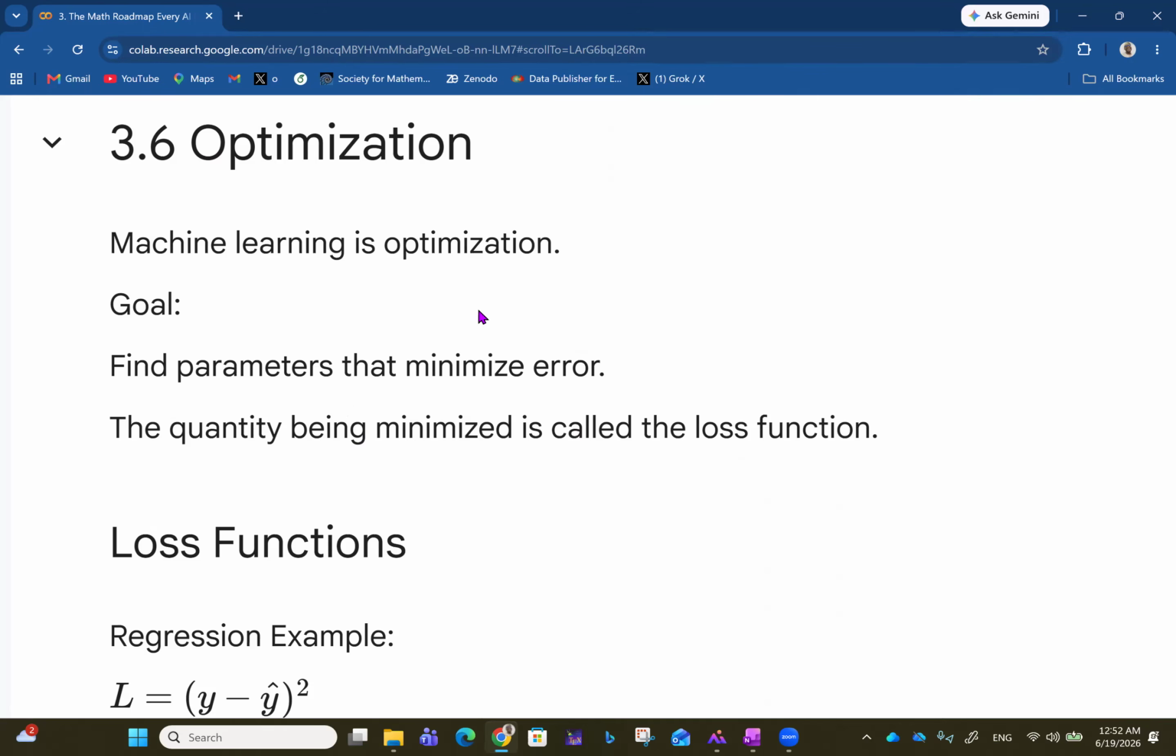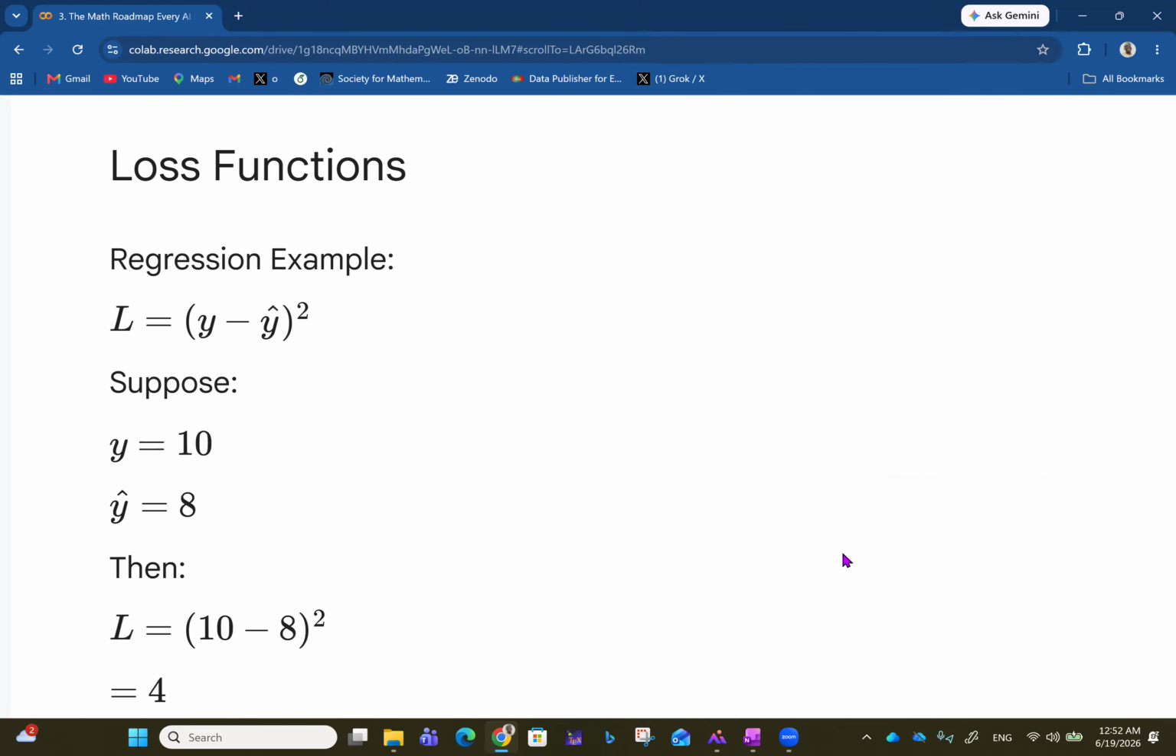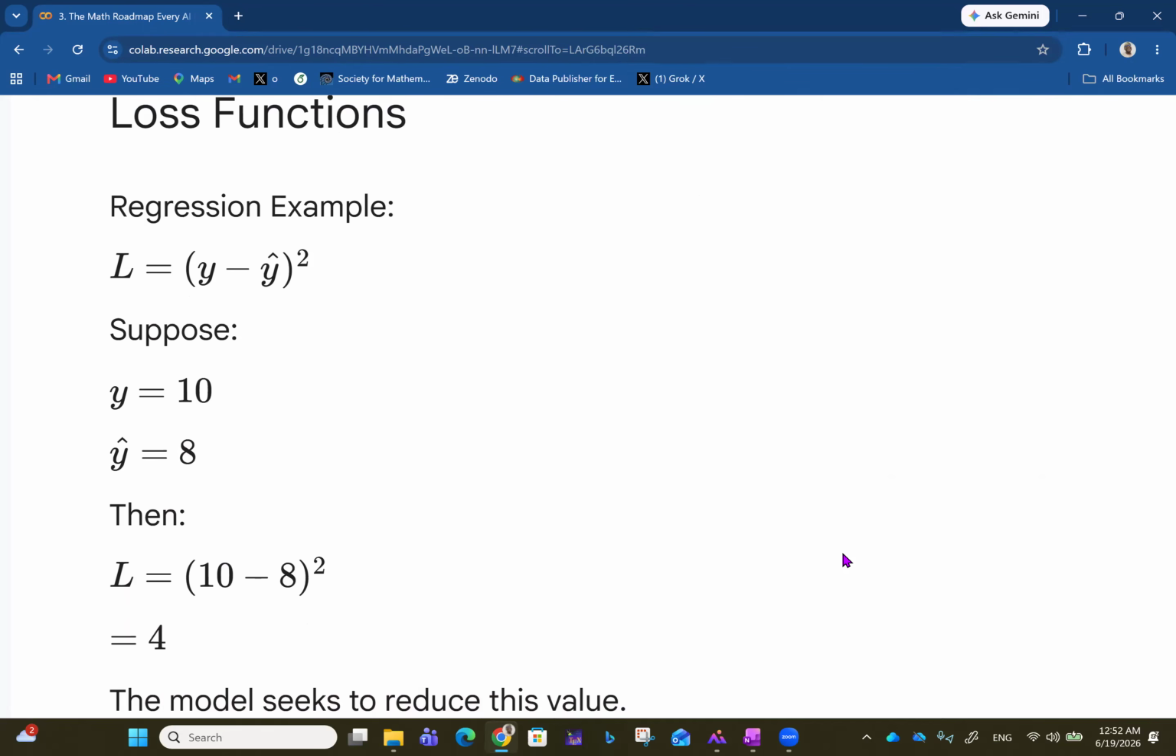So we want to reduce the loss function we talked about, which we are still going to see. So we find parameters that minimize error. So the quantity being minimized is called the loss function. We talked about loss function before, and we have it here again. A very simple regression example for loss function will be y minus y cap, squared. Y is the actual value, maybe from a real data set you have, and y cap is the predicted one.